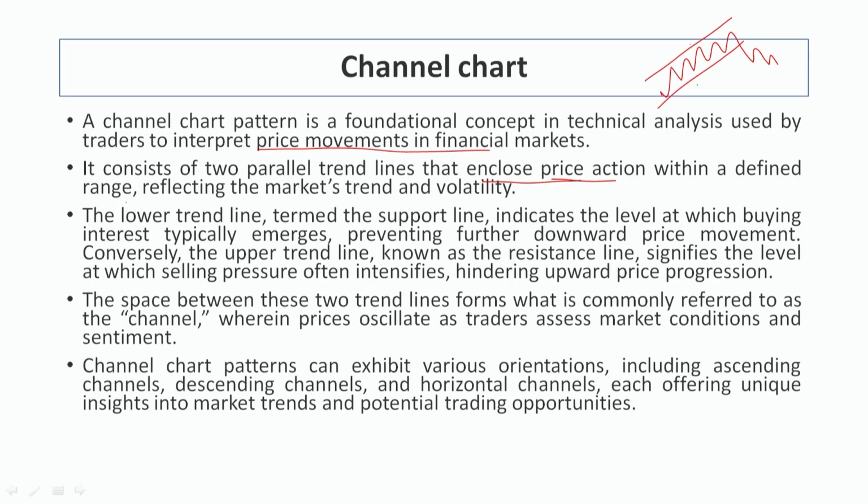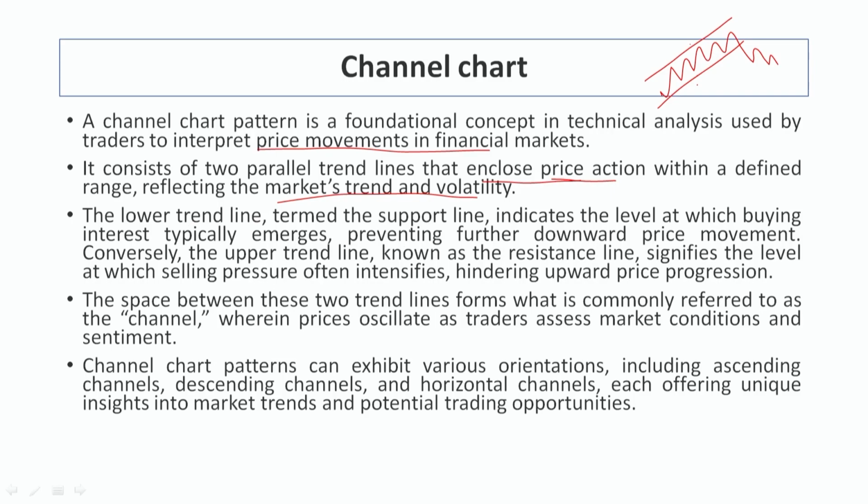So it is defined as a range reflecting market trend and volatility. With the help of these channels, we can identify whether the market is uptrend or downtrend, that means bearish or bullish or range bound. We can easily identify with the help of the channel. So in the historical prices or the price of stock or market, we can put the channels and identify the situations or patterns of the market easily.